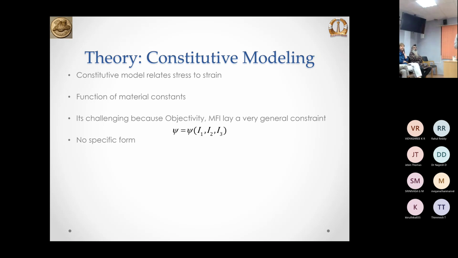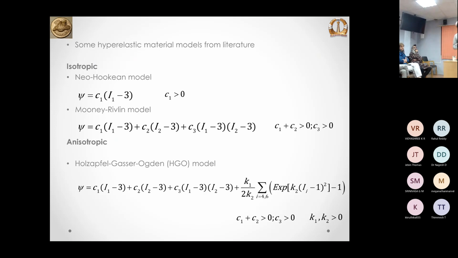What is the challenge? The constraints laid on the strain energy density function coming from continuum mechanics are very general. Like the principle of objectivity and material frame indifference, they all finally say that if the strain energy is a function of invariants, then it will satisfy the principle of objectivity and the material frame indifference. So there is no specific form that is coming from continuum mechanics. That's why it's a very general constraint. So we don't have a specific form for some material. This is going to be very challenging.